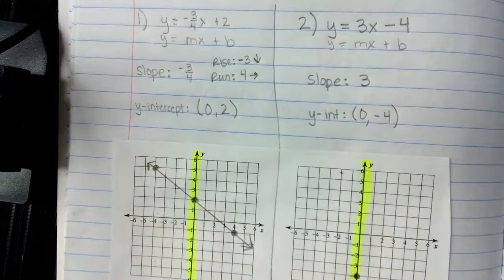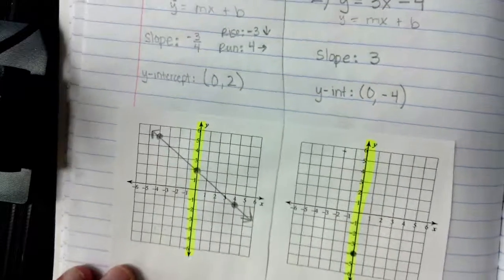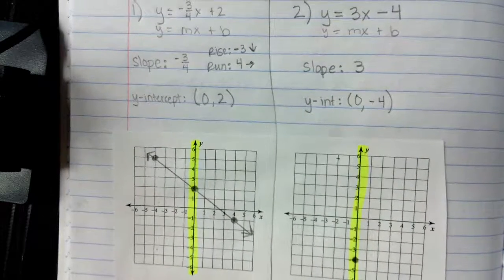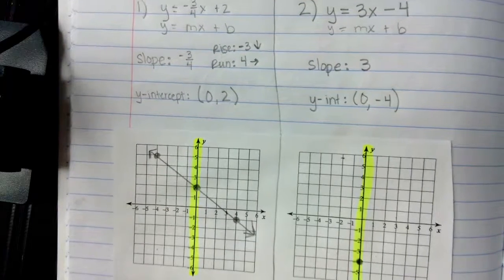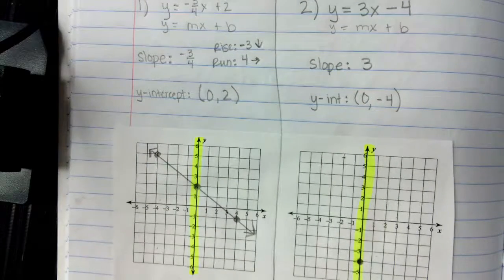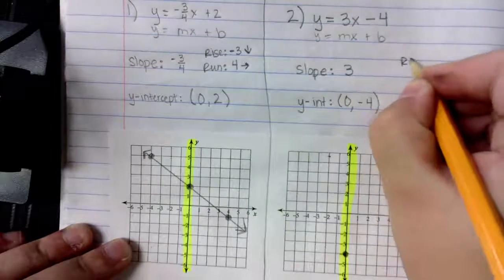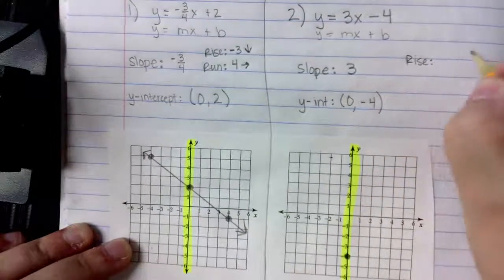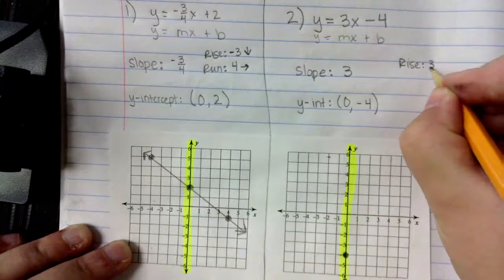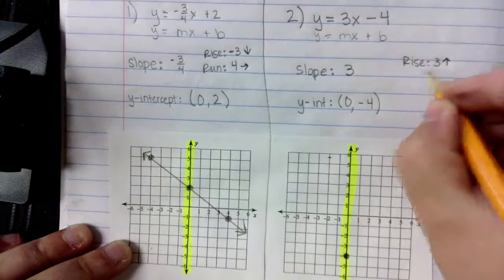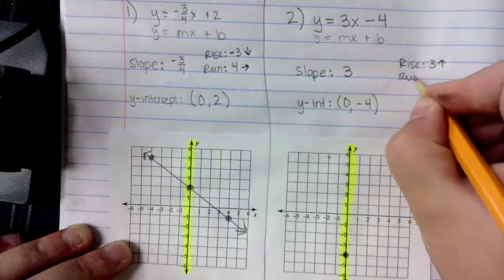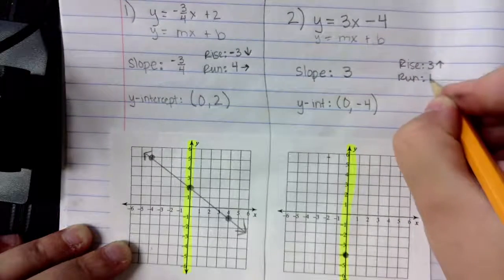How am I going to find my next point? We use our R words, our rise and our run. So with 3, what is our rise? 3, is that up or down? Up 3. And what's our run? How did you know it was going to be a 1?